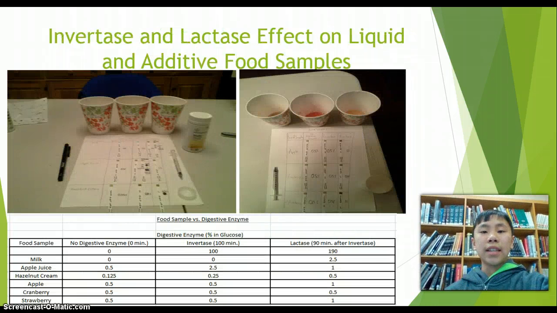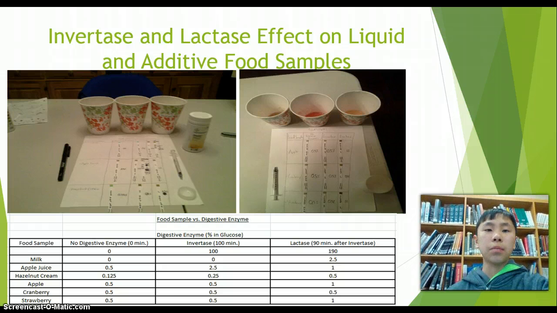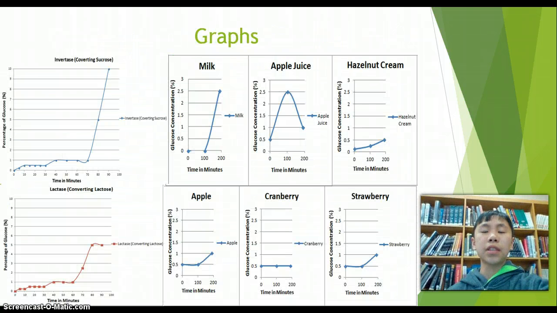In this final test, additives are diluted and both the liquid and additive food samples are measured in a 3-part data table consisting of one without enzymes, one with invertase, and one with lactase. The two graphs on the left represent invertase and lactase, which convert sucrose and lactose. On the right, the liquid samples are on top and the additive food samples are on the bottom. As you can see, all the graphs are different.